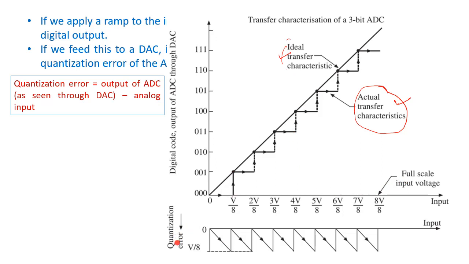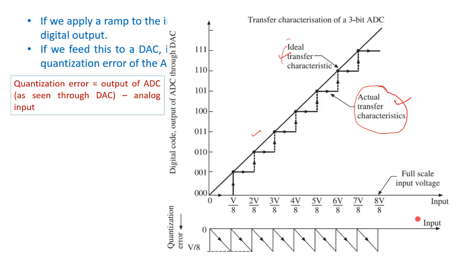Now if we find the quantization error, the quantization error is this signal, that is the output of the ADC seen through the DAC, this staircase wave, minus the ideal transfer characteristic or ideal signal, the actual analog input. That will give us the quantization error. So if we find the quantization error for this ramp signal, then obviously we will get a sawtooth waveform, right.